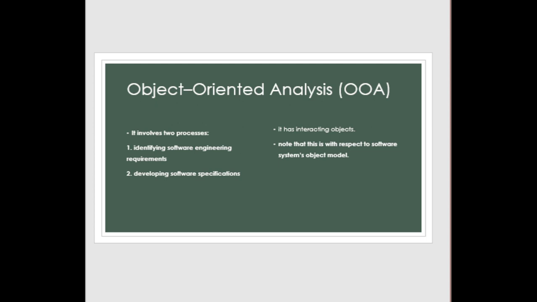Object-Oriented Analysis, OOA. It involves two processes. 1. Identifying software engineering requirements. 2. Developing software specifications. It has interacting objects. Note that this is with respect to the software system's object model.